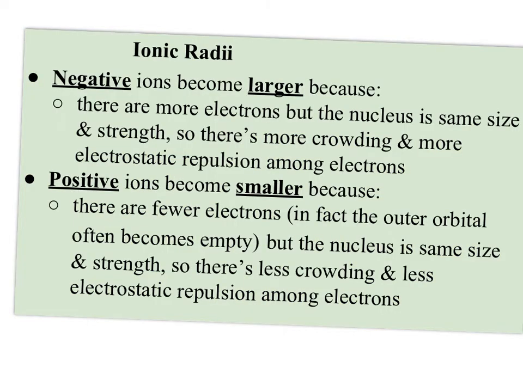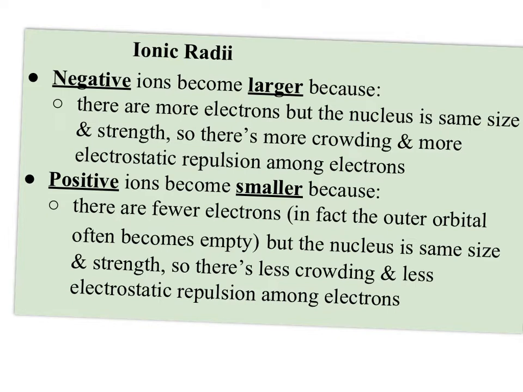So negative ions are going to be larger than the atom they started as because there's more electrons, but the nucleus is the same size and strength, so there's more crowding. Even though you haven't added another floor, there's more crowding on that floor, and so there's electrostatic repulsion among those electrons. So the atom gets a bit bigger when you add electrons.